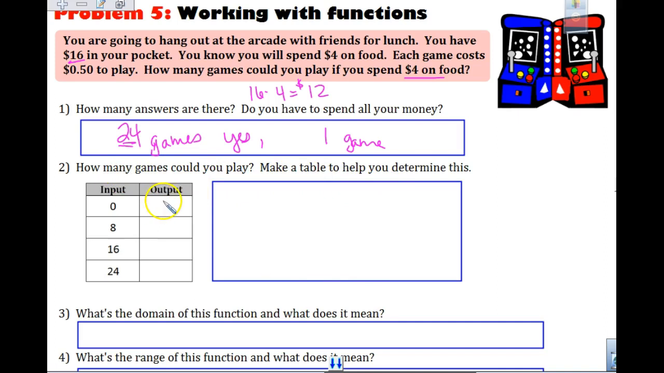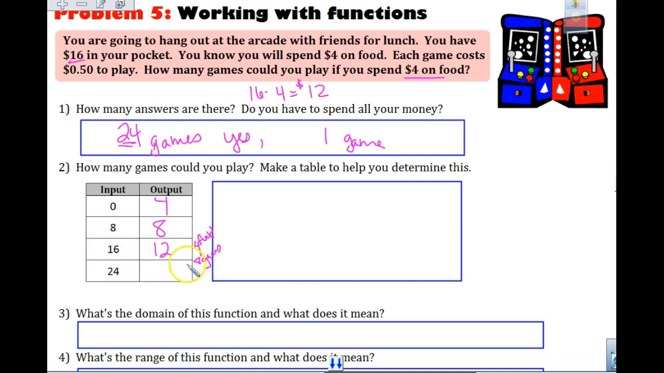We want to make a table. If you play 0 games, you've spent how much money? 0. Food, 4. 8 games: we spent 4 plus our original 4, which would give us $8. 16 games: that's $8 plus our original 4 would be 12, because we had 4 on food, right? So 4 for food, and then you have 8 for games, right?